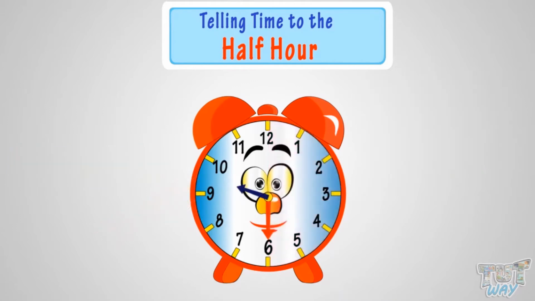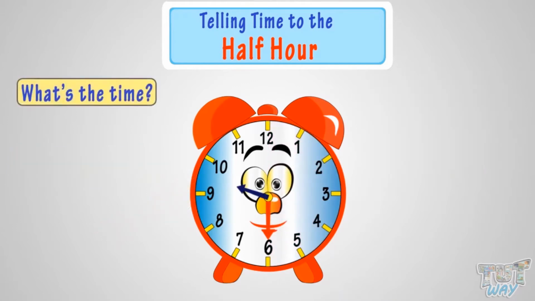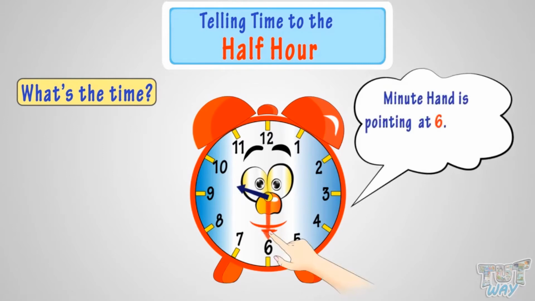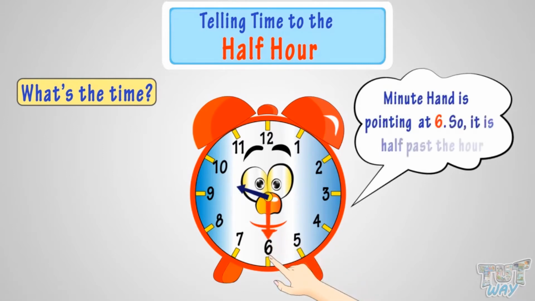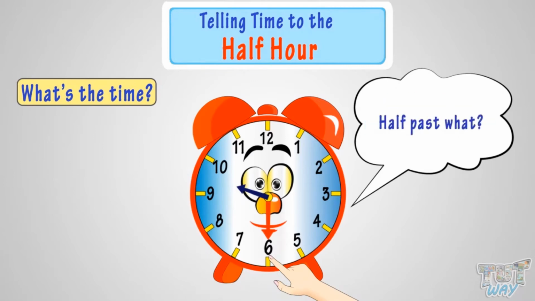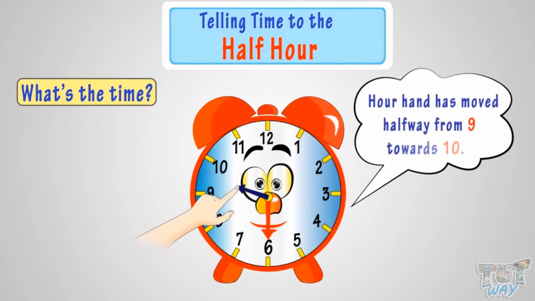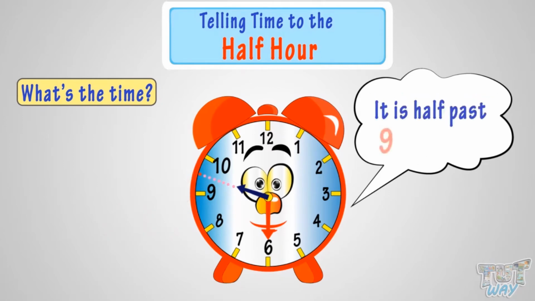Okay, let's try to figure out what's the time in this analog clock. The minute hand is pointing at 6, so it's half past the hour. Now, half past what? The hour hand has moved halfway from 9 towards 10. Look at the dotted line. That's pointing exactly halfway between 9 and 10. So, it is half past 9 or 9:30.